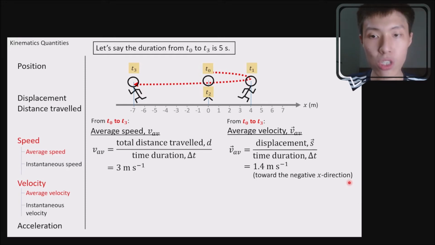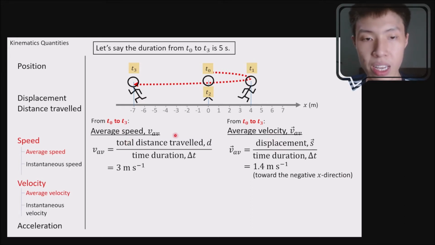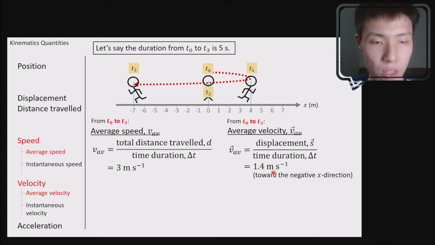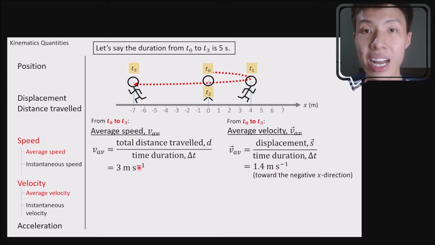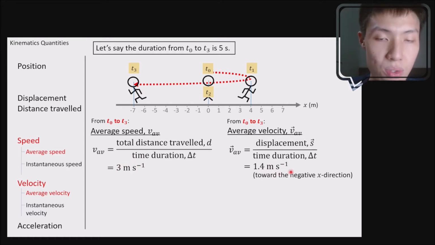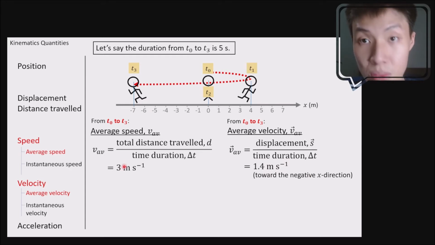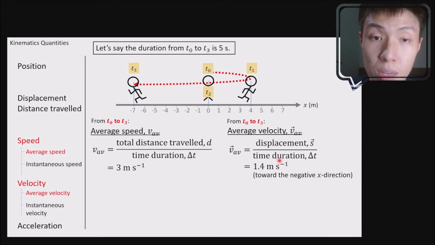Okay, so why do I put average speed and average velocity side by side? Because I'm trying to tell you that average speed and average velocity are totally two different things. As you can see here, the answer is not the same. One only has magnitude, one has magnitude and direction. One is 3 meters per second, the other one is 1.4 meters per second.